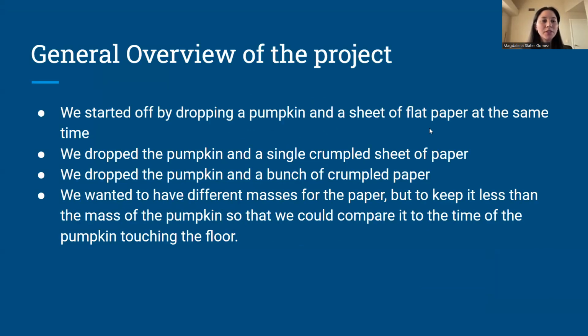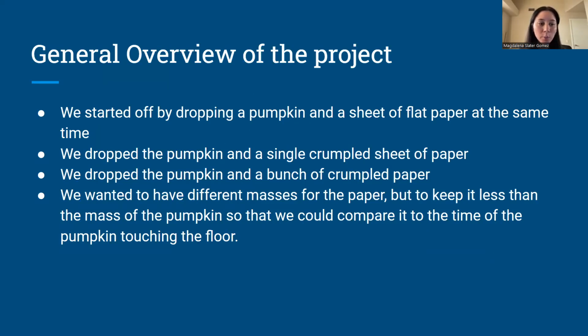Okay, so a general overview of the project. We did 3 trials. On the first trial, we dropped a pumpkin that stayed the same, the weight stayed consistent throughout the entire trials, and that was 28 grams for the pumpkin. And the flat sheet of paper was 3 grams.